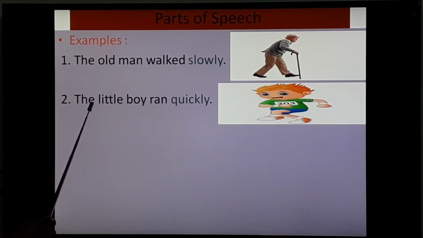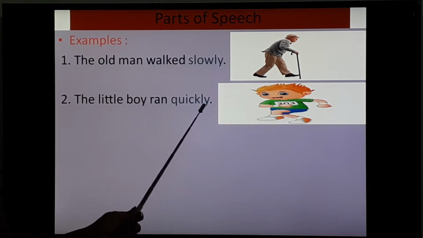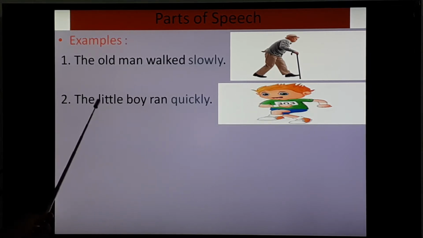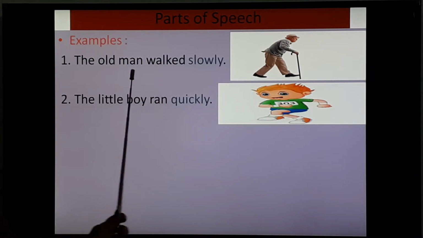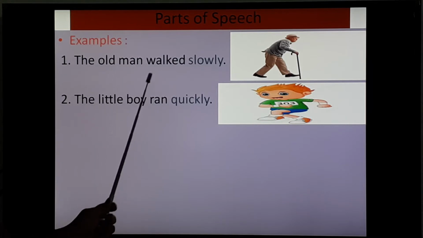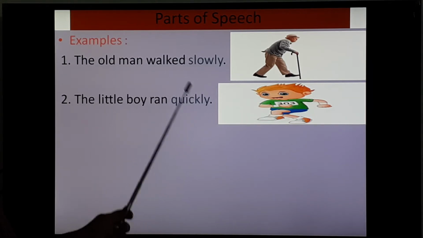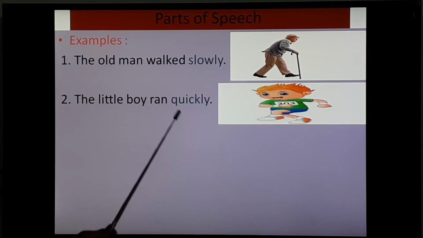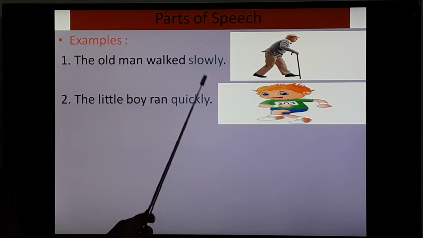Second, the little boy ran quickly. Look at the picture. The boy is running. Now here I have made this sentence in past tense. That's why I have written ran. Find out the verb from this sentence. So ran, that is the V2 form, that is the verb. And if I ask the question, how did the little boy run? The answer would be the little boy ran quickly. So quickly, this word adds something to the meaning of this verb, that is ran. That is why quickly is an adverb.